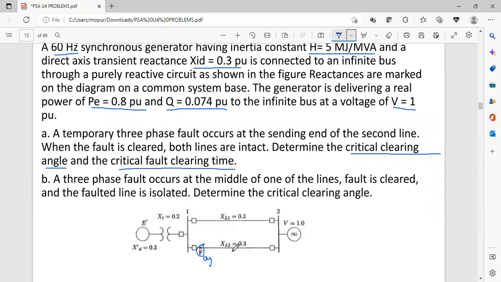The second subdivision is the fault is in the middle of one of the lines. There is a fault here at this middle. This is the second subdivision. When the fault occurs at this point, then what we should do? We should find the value of critical clearing angle and critical clearing time. That is the second subdivision.